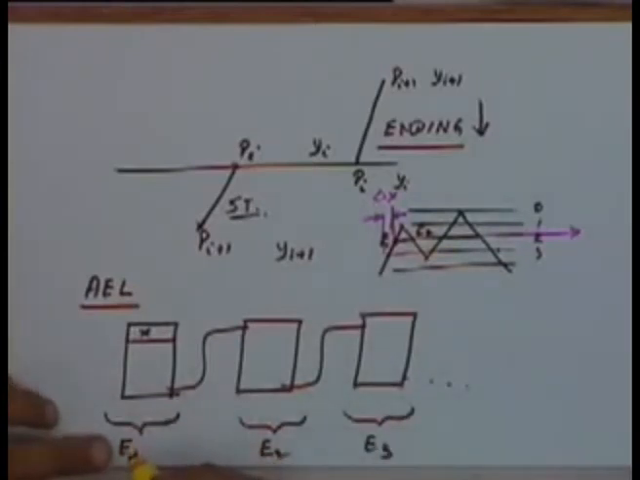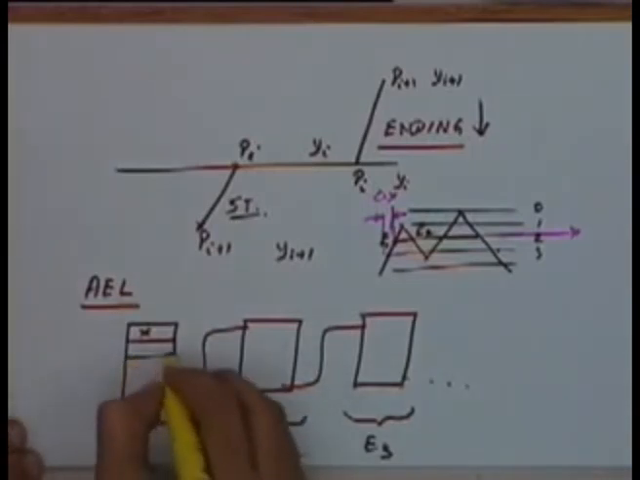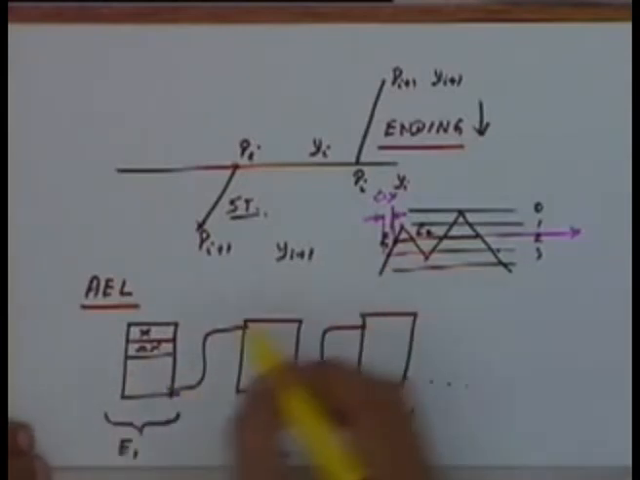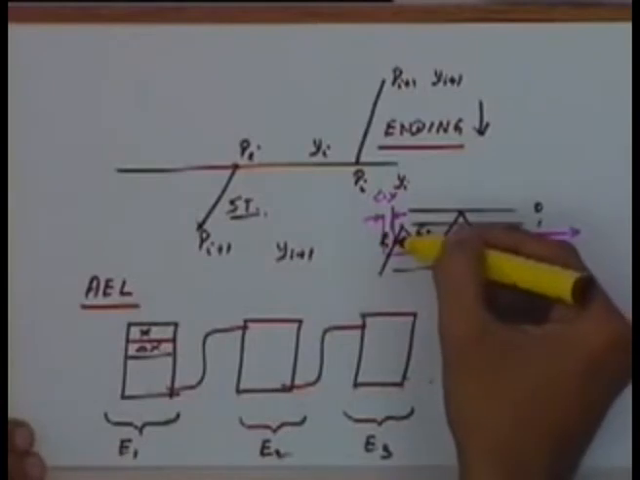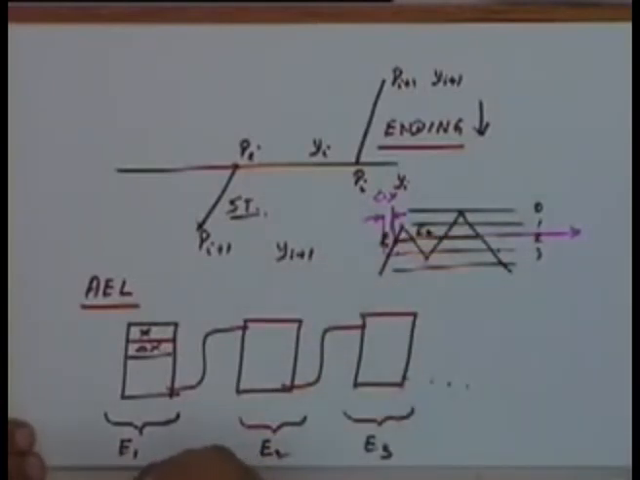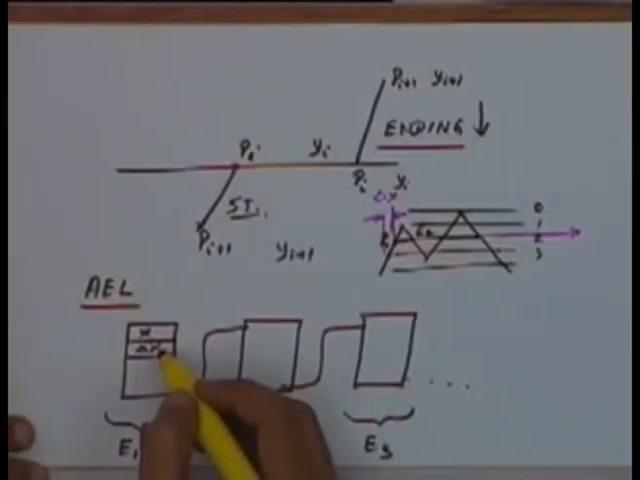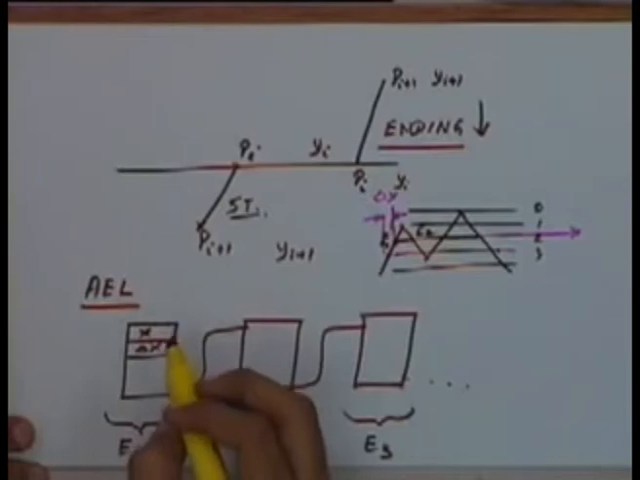Okay, so for each edge in the active edge list, we will also have to store the delta x. Delta x is the amount by which the intersection would change as you move from one scan line to a second scan line. Is that okay? So, we need to know x and we need to know delta x. Do we need to know anything else?